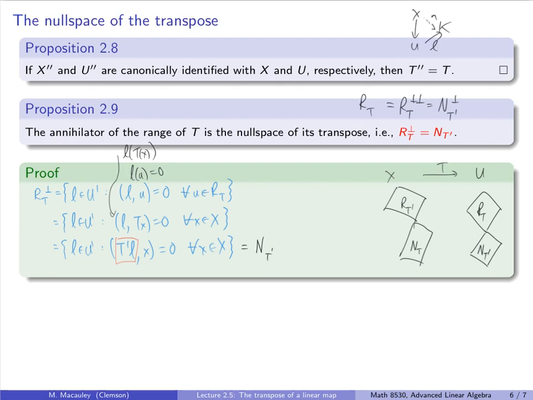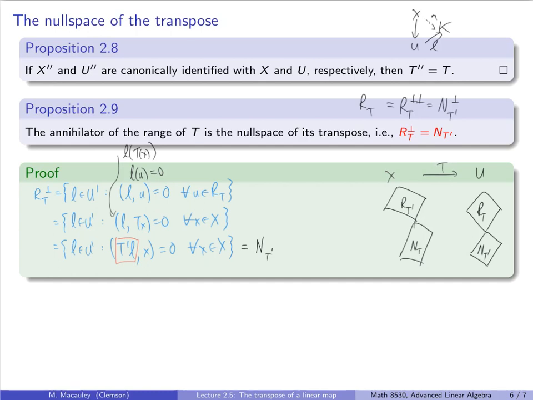So you get that the range of T is the annihilator of the null space of the transpose. That's a mouthful to say or to think about. So what is the annihilator of the null space of the transpose? And why is it equal to the range? Well, it falls right out from just applying perp to this.